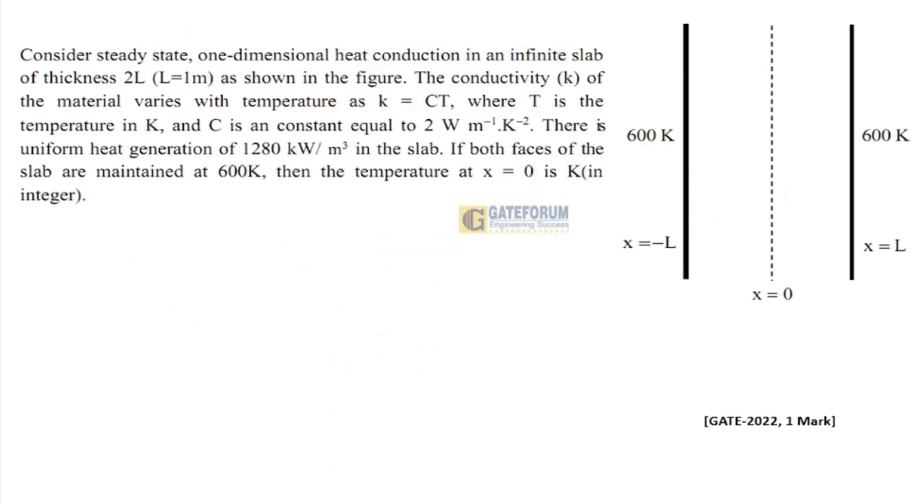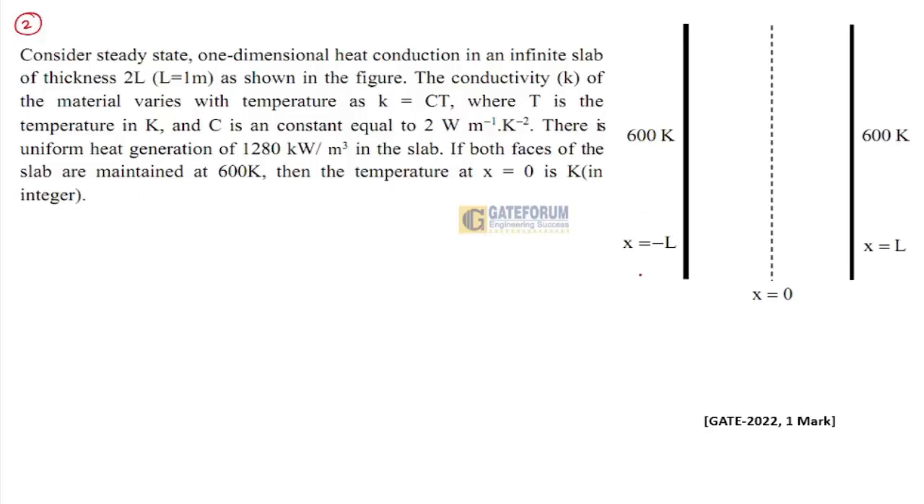Consider steady state one-dimensional heat conduction in an infinite slab of thickness 2L, that is, L is 1 meter, shown in the figure. The conductivity K of the material varies with the temperature as K equal to CT, where T is the temperature in Kelvin and C is a constant equal to 2 W per meter Kelvin squared. There is a uniform heat generation of 120 kilowatt per meter cube in the slab. If both faces of the slab are maintained at 600 Kelvin, the temperature at x equal to 0 is dash K.